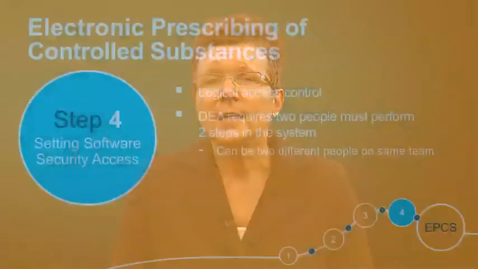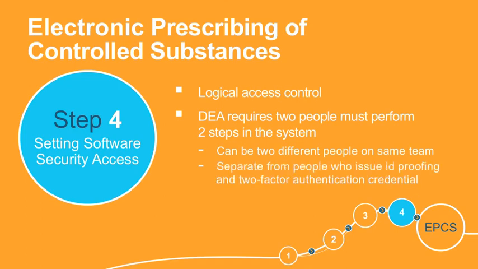Once it is approved, the provider then receives a message letting them know that they can now perform EPCS in the system. The final point I want to make here is around separation of duties, because we spent quite a bit of time trying to decide who should perform these two steps. The DEA states that whoever does the identity proofing needs to be different than whoever issues the two-factor authentication credential, needs to be different than who does the logical access control.